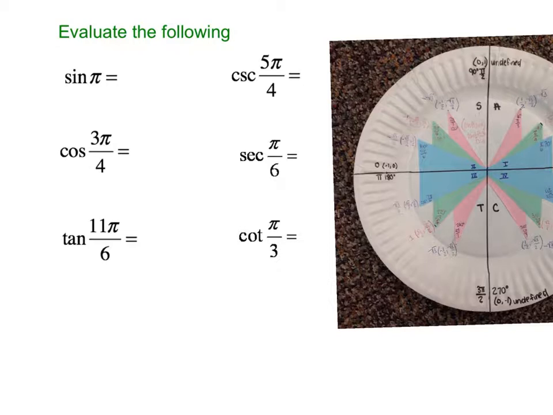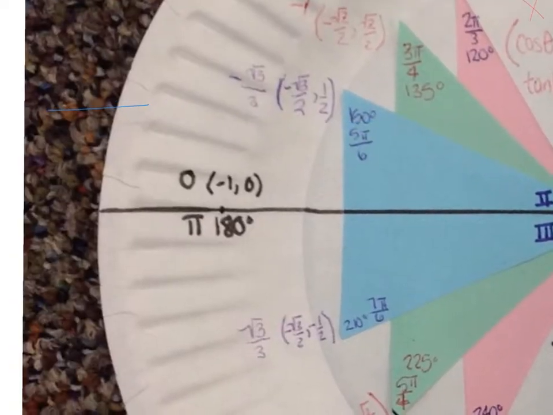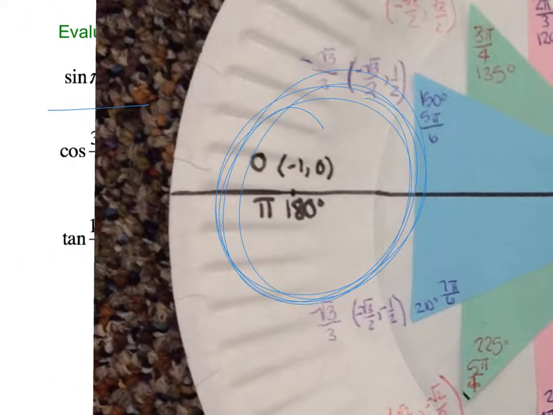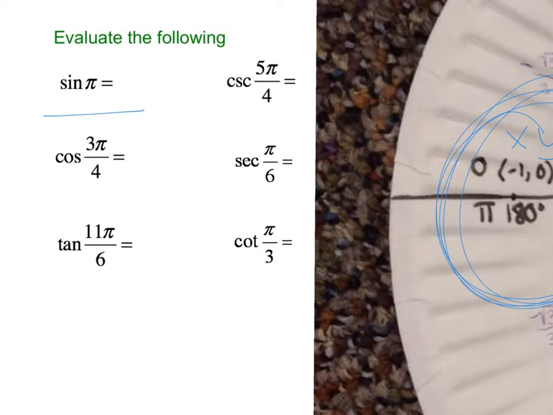So the first one says find the sine of pi. I'm going to go to where pi is on my unit circle, which is out here on the outside. Here's pi. And it asks for the sine of pi. So the sine is the y value, so x comma y. That says that the sine of pi is 0. So I'm going to say over here that the sine of pi equals 0, because I used the y coordinate, and I went to where it was pi on my radians.